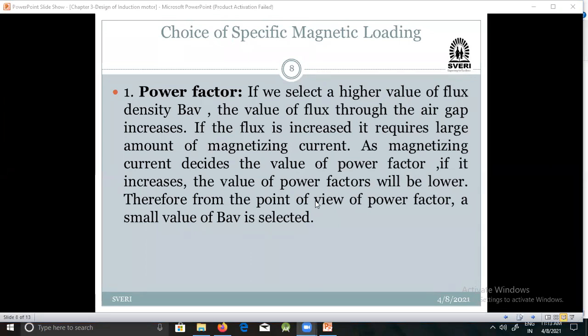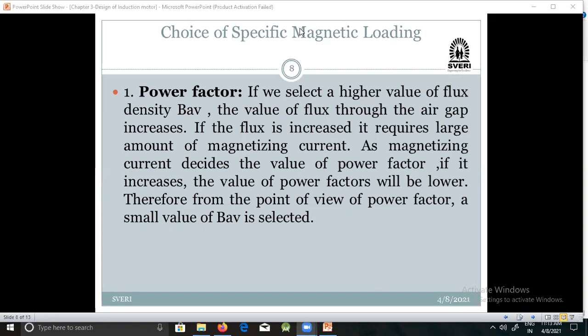Now if flux increases, as you know that current and flux are analogous phenomena to each other, it requires a large amount of magnetizing current. Due to the increase in flux, this current increases, which decides the value of power factor. So if it increases, then power factor will obviously be low.